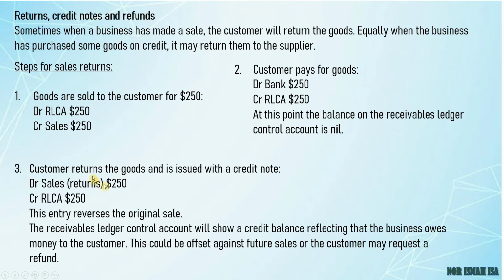Also this one is the continuation of this one, after the customer already paid, it returns the goods. So the balance now for this receivable control account is a credit balance, as we know that the normal balance for the receivable control account is a debit. So this amount could be offset against future sales, or the customer may request a refund.